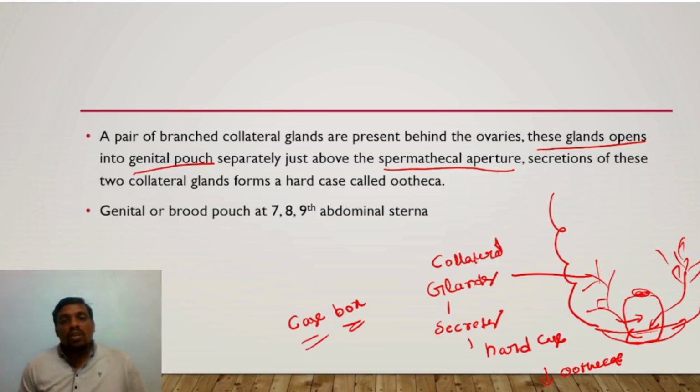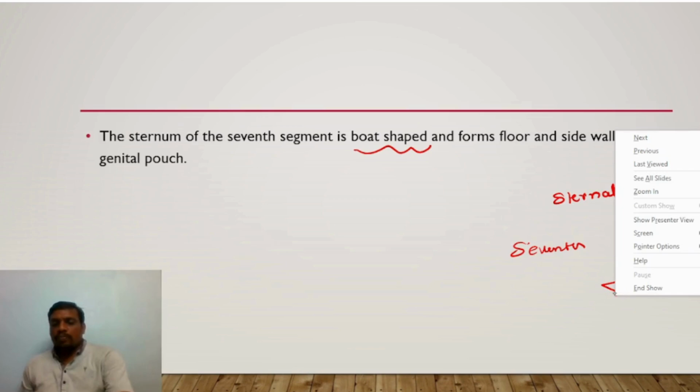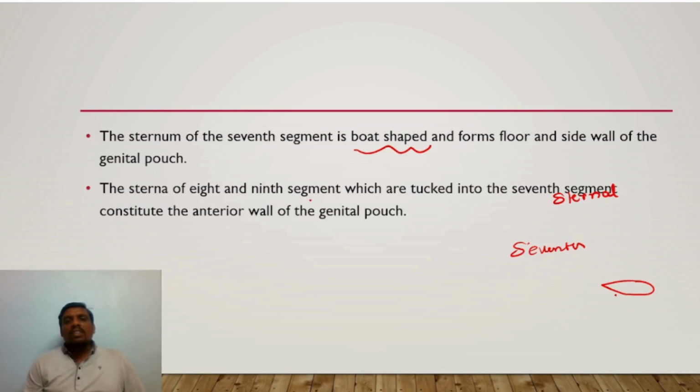The genital or brood pouch is there at the 7th, 8th and 9th abdominal sterna. The sternum of the 7th segment is boat shaped, and forms the floor of the genital pouch. Now, the sterna of the 8th and 9th segments are both tucked into the 7th abdominal segment and constitute the anterior wall of the genital pouch.